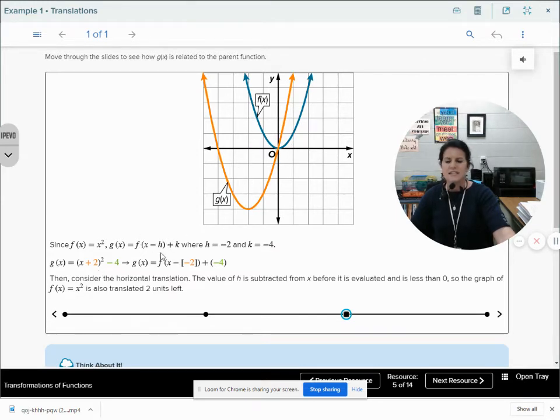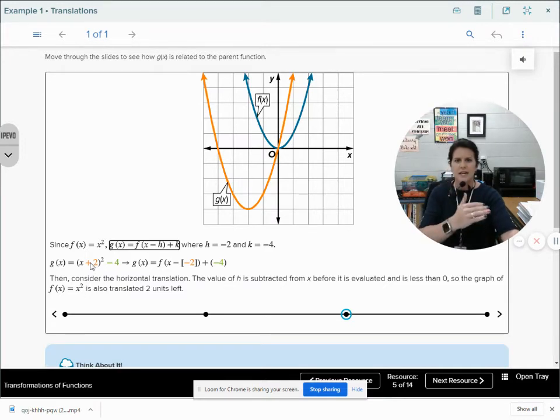And the reason that it works backwards of what we would think, this is the original equation: g of x equals f of x minus h plus k, where h tells me if it shifts to the right or to the left, and k tells me if it shifts up or down. So in this case, since there's a minus h, in order for it to be a positive 2, we know that it must have been minus a negative 2.